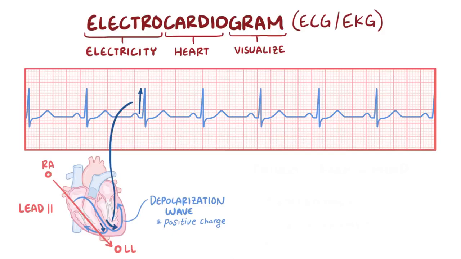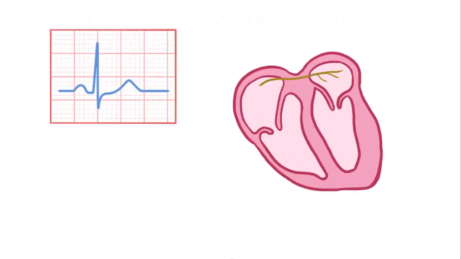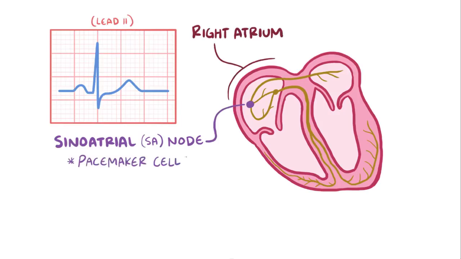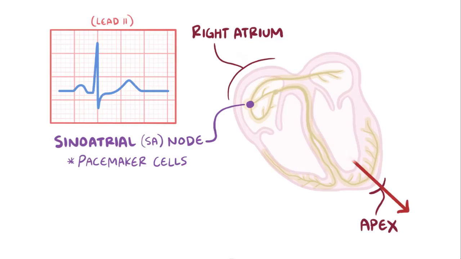To read an ECG, it's really helpful to first understand what a normal sinus rhythm looks like. To do that, let's look at a single heartbeat on an ECG from the viewpoint of lead 2. In a healthy heart, everything starts at the sinoatrial node, or SA node, which is a little patch of tissue in the wall of the right atrium full of pacemaker cells. When one of these pacemaker cells depolarizes, a wave of positive charge spreads outward, and overall it moves from the SA node towards the apex of the heart. So it aligns pretty nicely with the lead 2 vector.